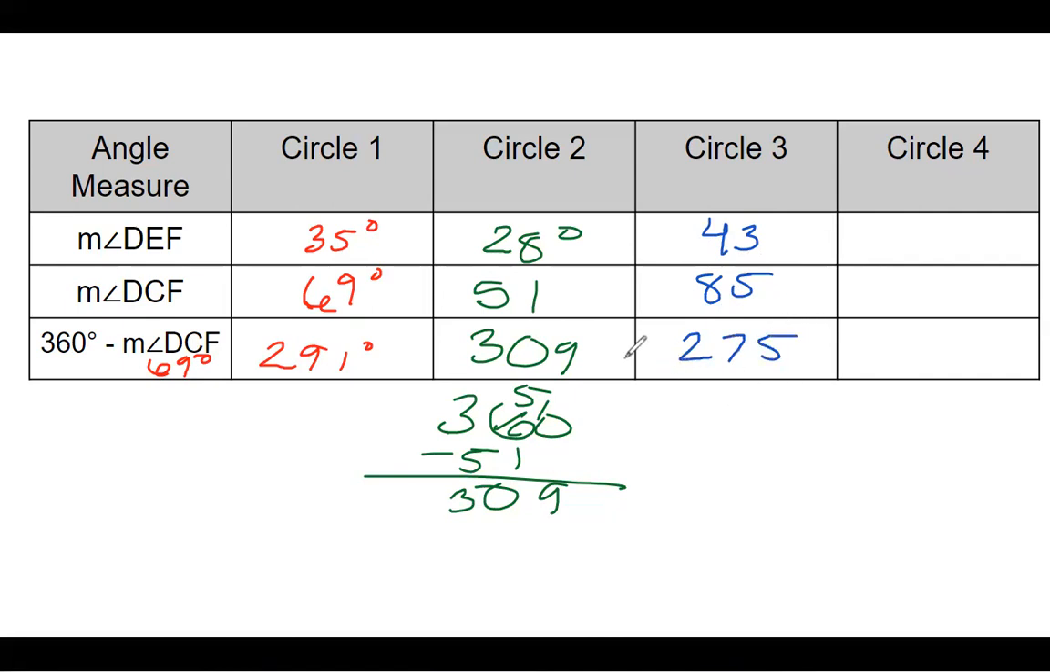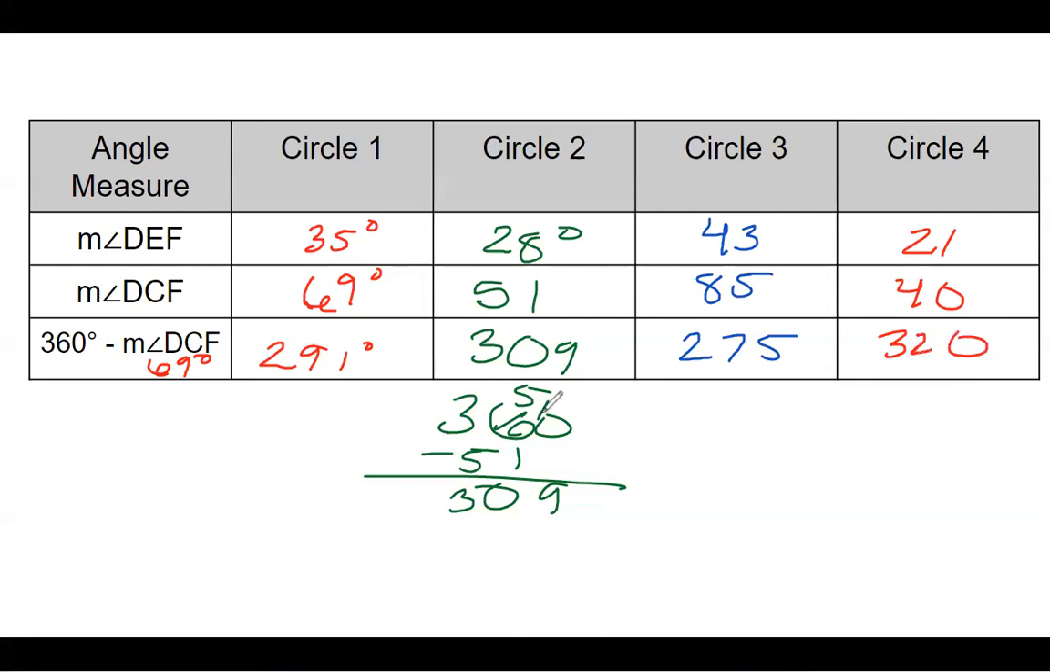Who else? Who else hasn't participated yet? Either Nelson or Nelson. What do you have as one of your measurements? 21? 40? And 40 minus 360? There you go, 320 degrees.